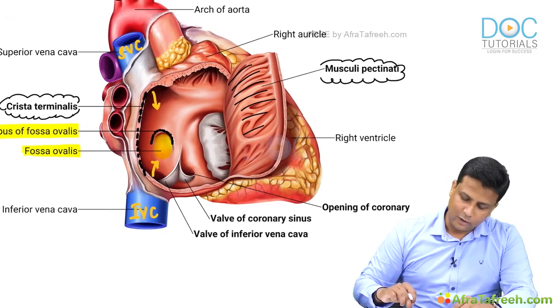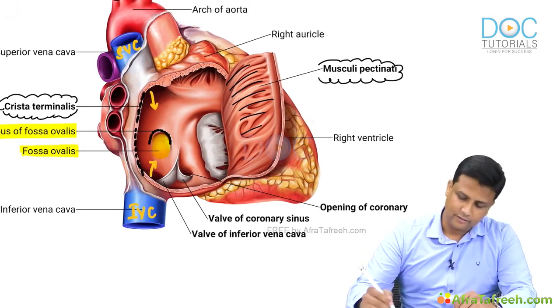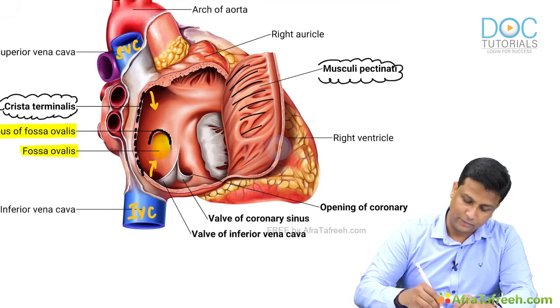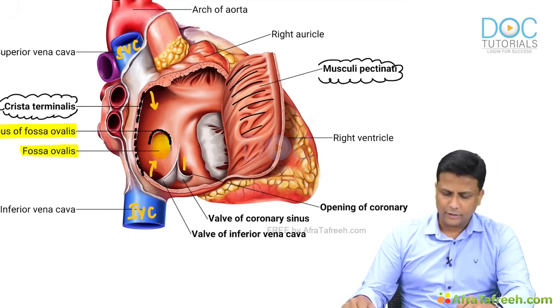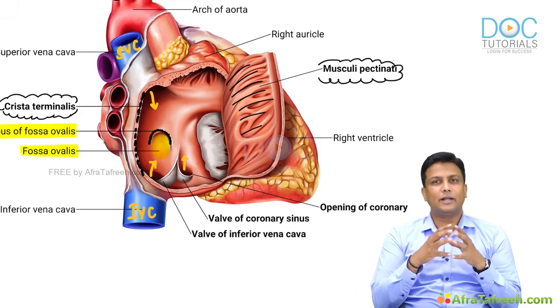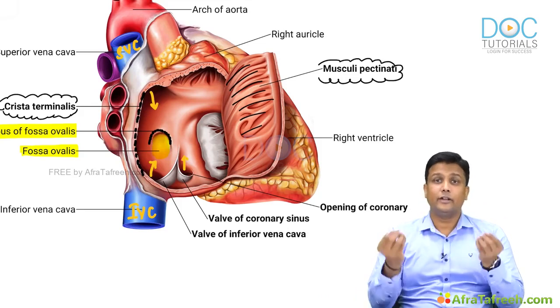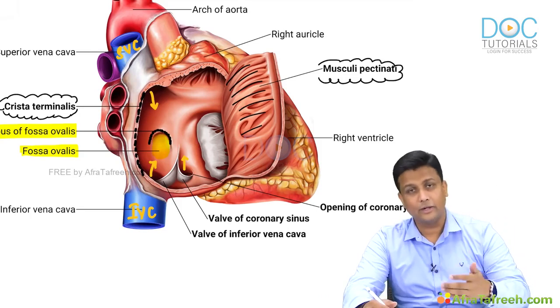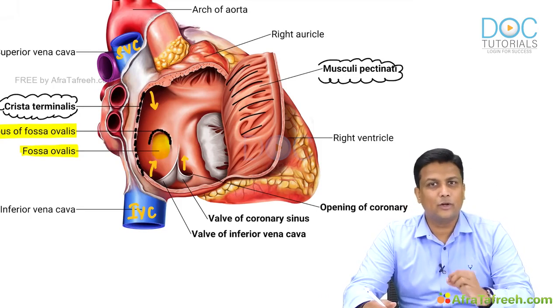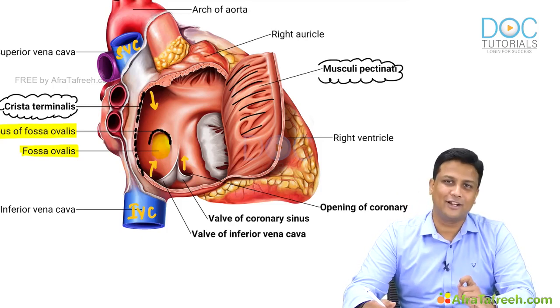Then the last and final thing I want you to understand here: there is one more opening, the opening of the coronary sinus. I told you that from the entire heart the blood is collected by cardiac veins, and the cardiac veins drain the blood into the coronary sinus, and the coronary sinus also drains the blood into the right atrium. So there you can appreciate the opening of the coronary sinus.